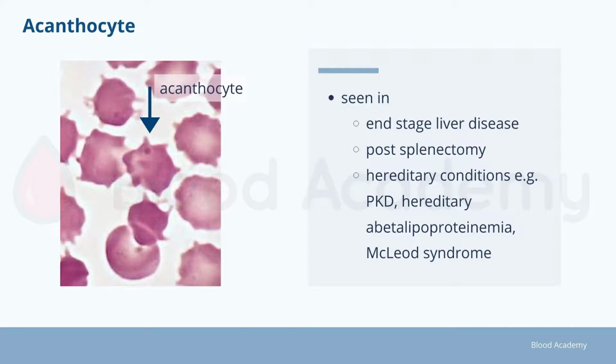An acanthocyte also derives its name from a Greek word, the word acantha meaning thorn. An acanthocyte has large, irregularly spaced and coarse projections around its periphery. They are seen in end-stage liver disease and in the post-splenectomy state. Hereditary conditions can also result in acanthocytes. These include pyruvate kinase deficiency, hereditary abetalipoproteinemia, and McLeod syndrome.